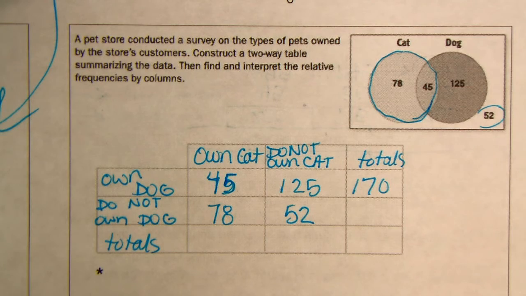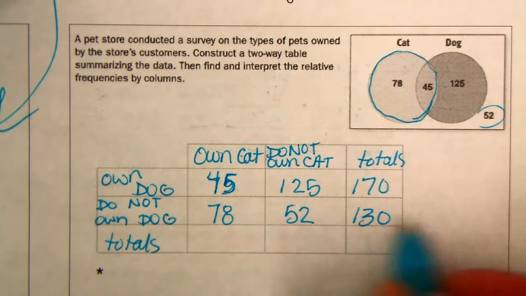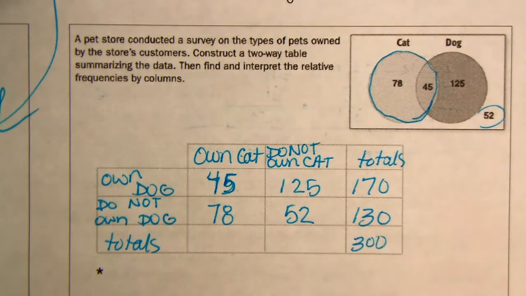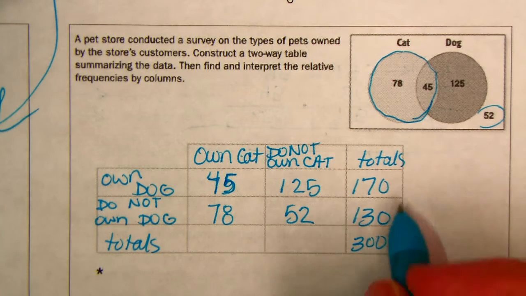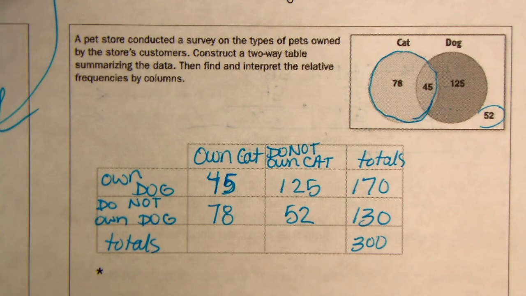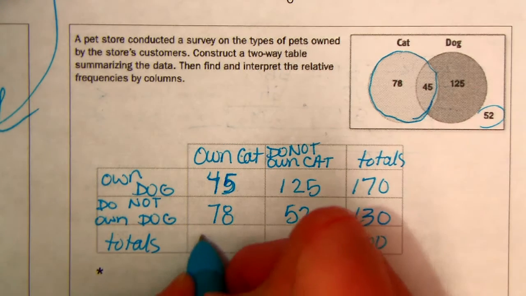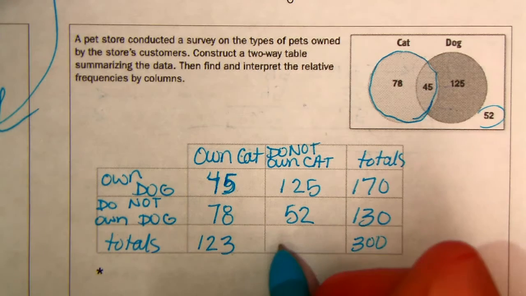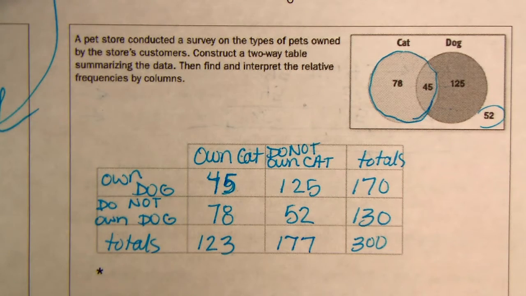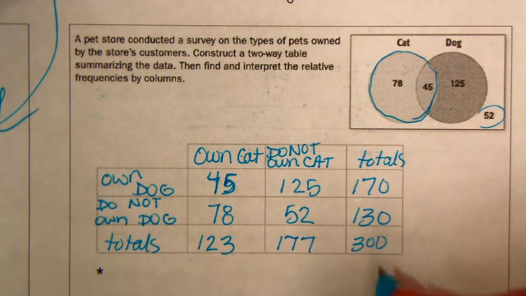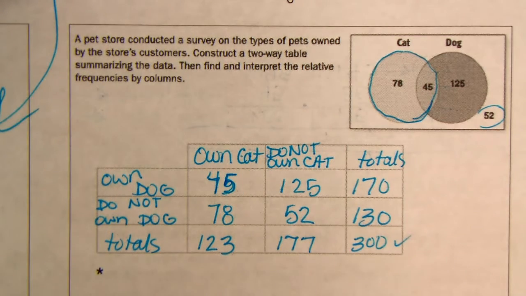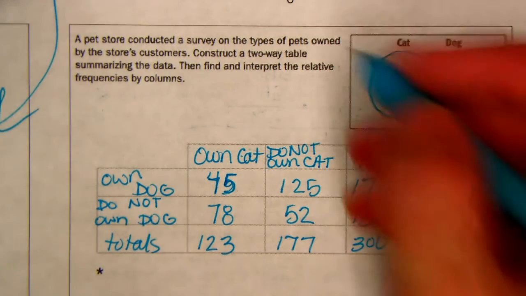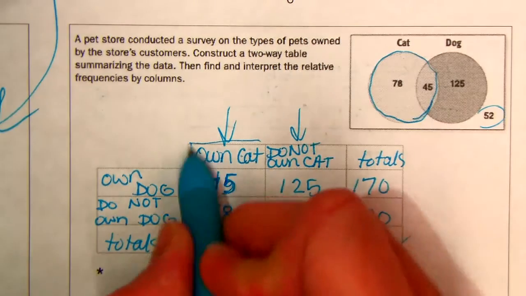So hopefully that works for both ways. 45 plus 78, just making sure, is 123. And 125 plus 52 give me 177, and hopefully 177 plus 123, yes, check. They do both give me 300, so I know I'm right. So I got my table. Now we're going to do relative frequencies by columns. These are columns. Okay, so our totals right here are the ones we're going to use.